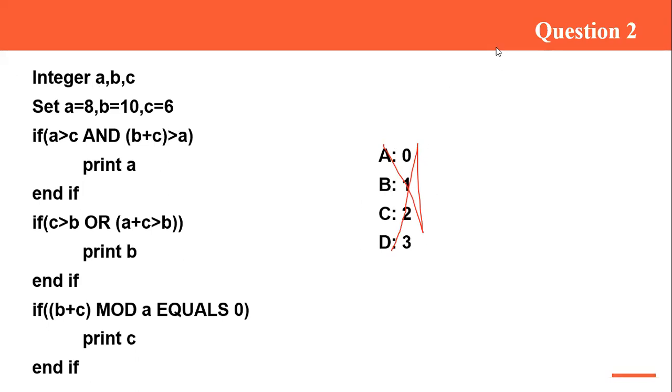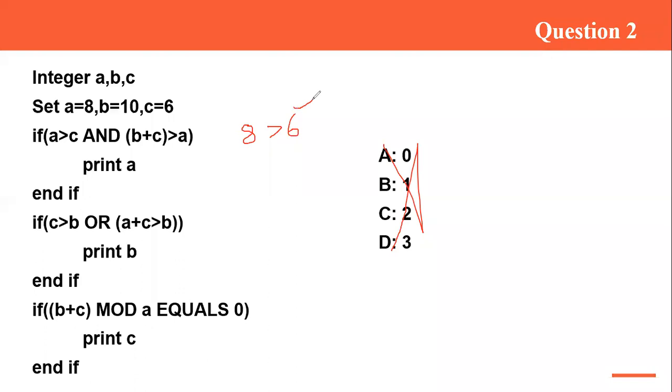Okay. Let us just cross check. First one. What is the first condition? A is 8, B is 10, C is equal to 6. Now the first condition is A greater than C. What is that? 8 greater than 6. Is it true? Yes.